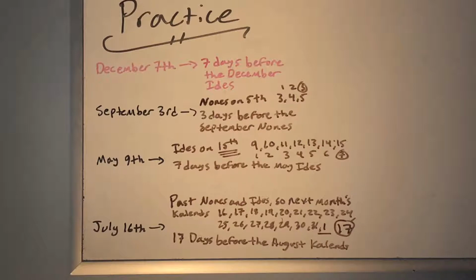Lastly, we get to July 16th. This one is past the nones and the Ides, so we have to go to the calends of the next month. We would start on the 16th, and then we would go the 16th, the 17th, the 18th, the 19th, the 20th, the 21st, 22nd, 23rd, 24th, 25th, 26th, 27th, 28th, 29th, 30th, 31st, and the 1st, because we also need to count the date that we end on. All told, if today was July 16th, we would say that there are 17 days before the August calends, because remember, since we're past both of the fixed points for that month, we have to go to the fixed point of the next month.